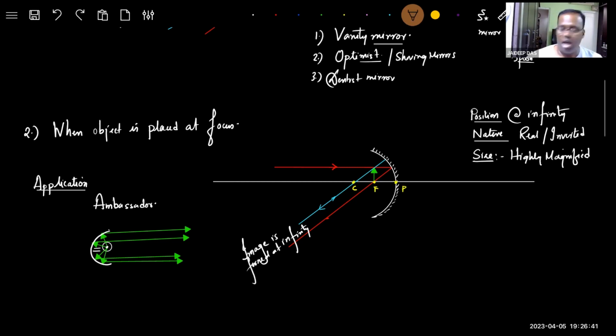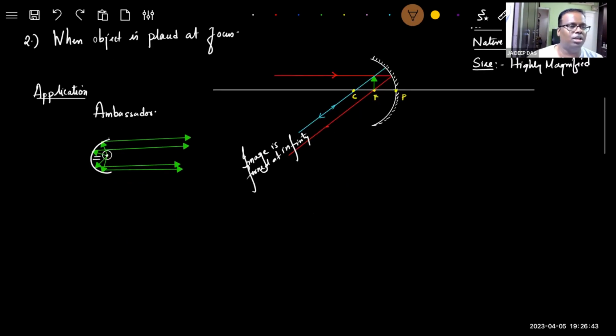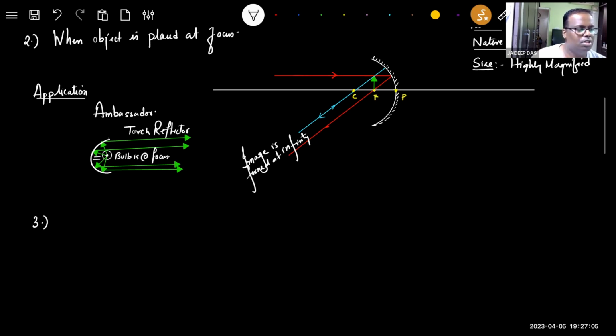ठीक है. अब तीसरा वाला जस्ट इसका उल्टा देखेंगे, याद करने की जरूरत नहीं है. तीसरा वाला, इसका एप्लीकेशन क्या हो गया, इसका एप्लीकेशन हो गया टॉर्च रिफ्लेक्टर. In the torch reflector arrangement what do we have, bulb is at focus. When the bulb is at focus, then automatically it happens. The third case, we'll just reverse it.